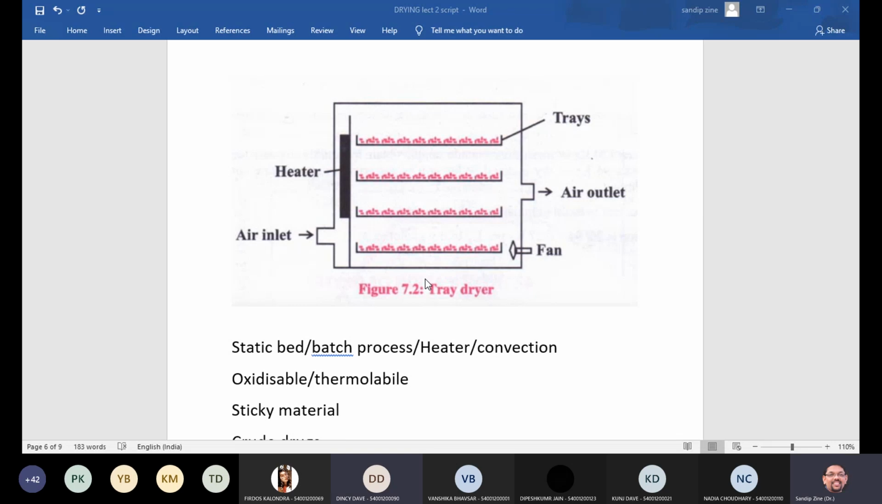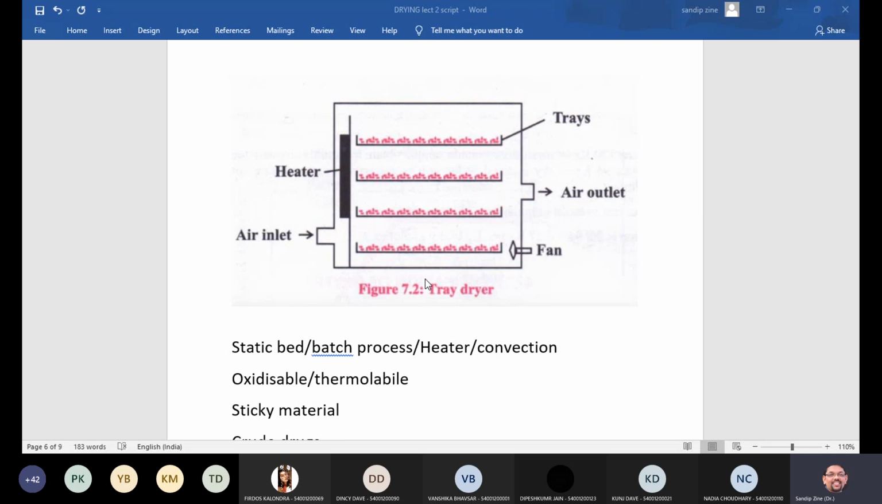Okay, sir. In working, I have written that air is introduced through the inlet and hot air is circulated, which helps the substance to dry effectively. So, what is the role of the fan? Whatever fan we are installing over here is for drying, especially wet materials.